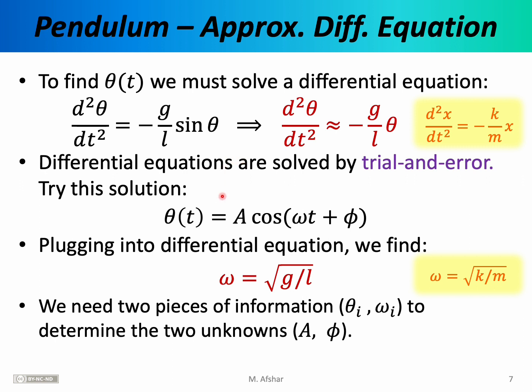Of course, there are two more parameters, A and phi, and just as before, A and phi depend on the initial conditions of the problem. In other words, if we know the initial angular position of the pendulum and the initial angular velocity of the pendulum, then we can solve for A and phi.